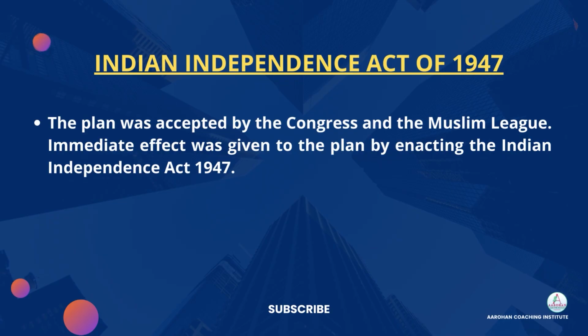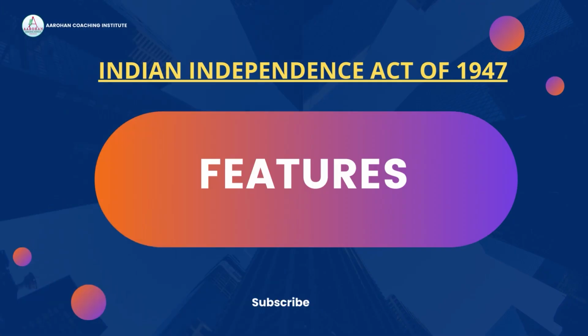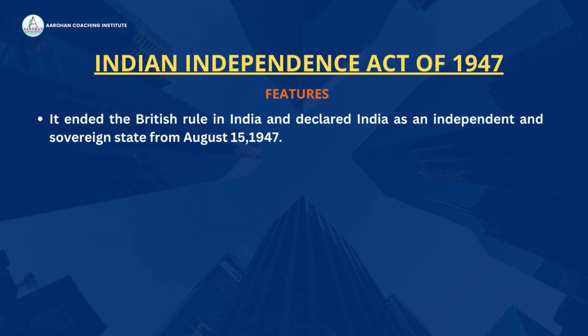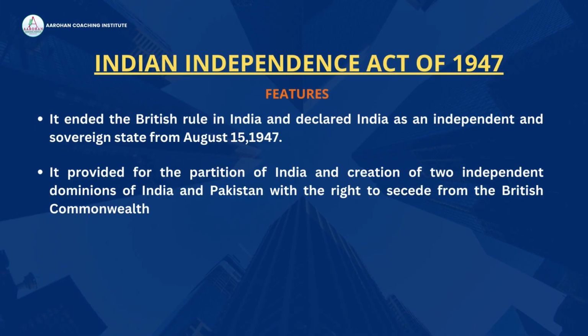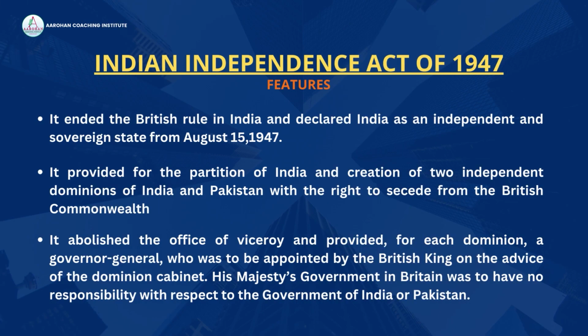Now, let's discuss the features of the Indian Independence Act 1947. It ended the British rule in India and declared India as an independent and sovereign state from 15th August 1947. It provided for the partition of India and creation of two independent dominions of India and Pakistan with the right to secede from the British Commonwealth. It abolished the office of Viceroy and provided a Governor-General for each dominion, who was to be appointed by the British King on the advice of the Dominion Cabinet.